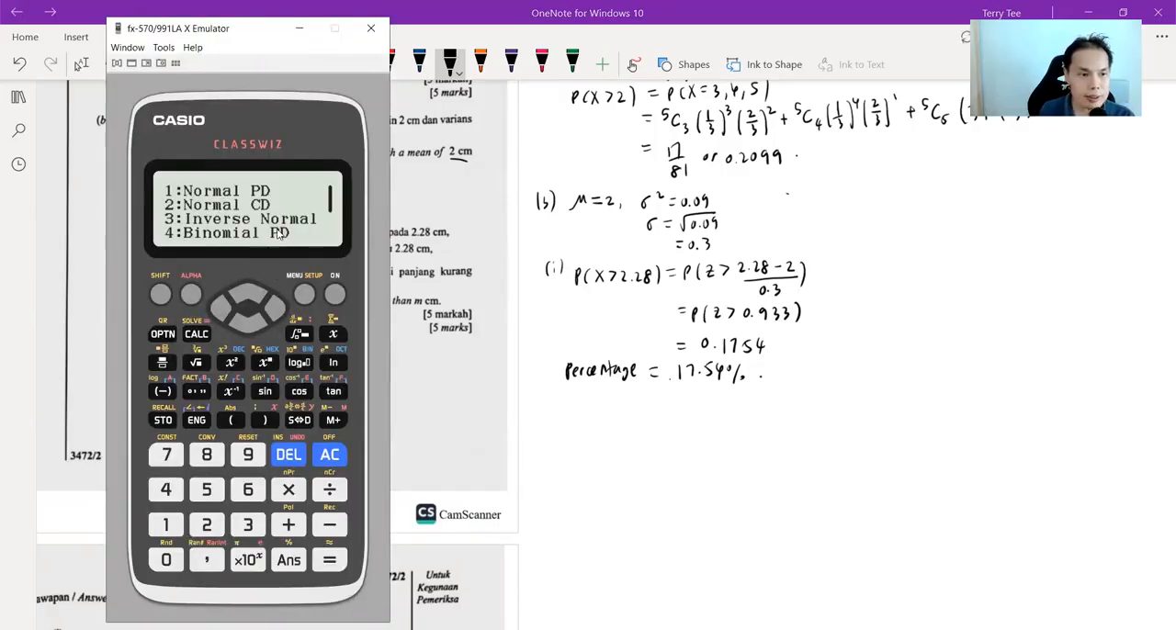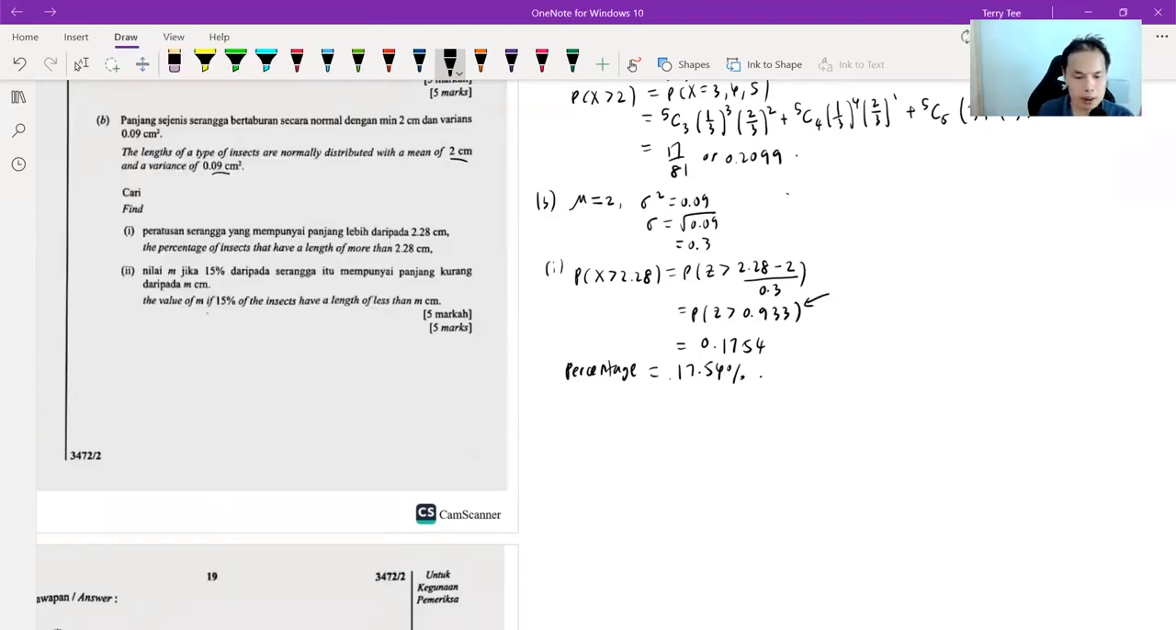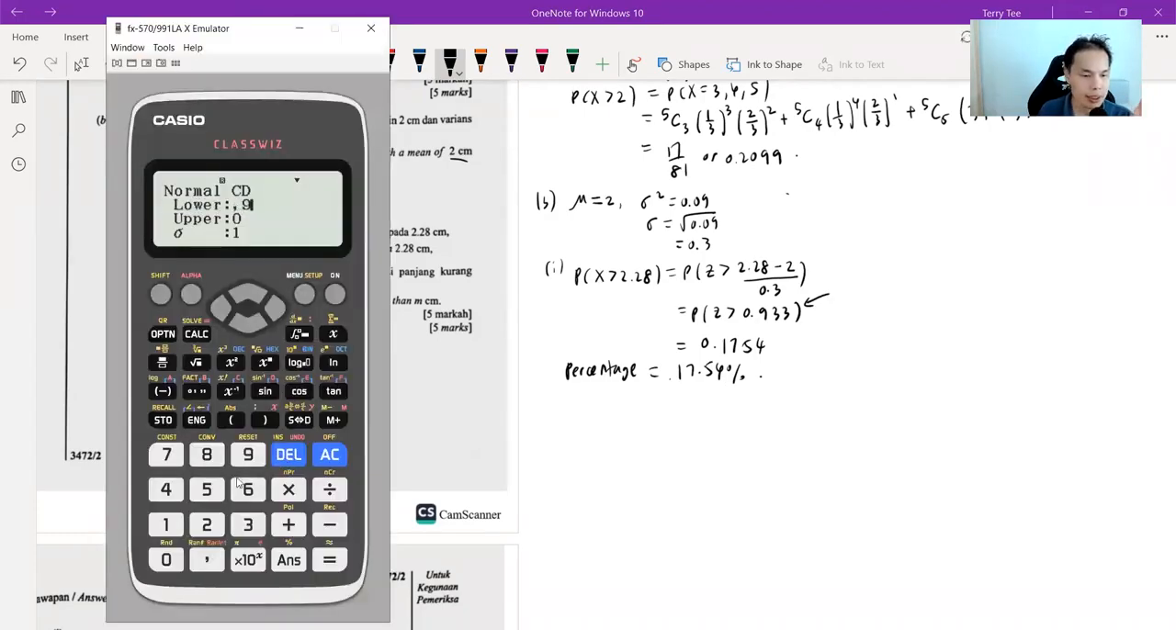All right, but in this case, you need to choose number 2 for normal CD. Press number 2 for normal CD. All right, and my lower, if you are reading from here, my lower tail would be 0.933. My upper tail will be infinity. It goes all the way to infinity.